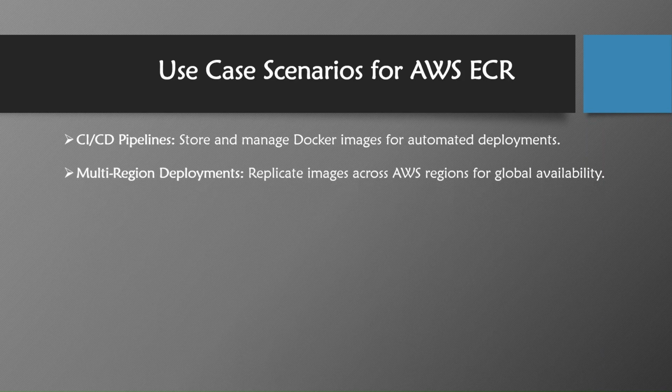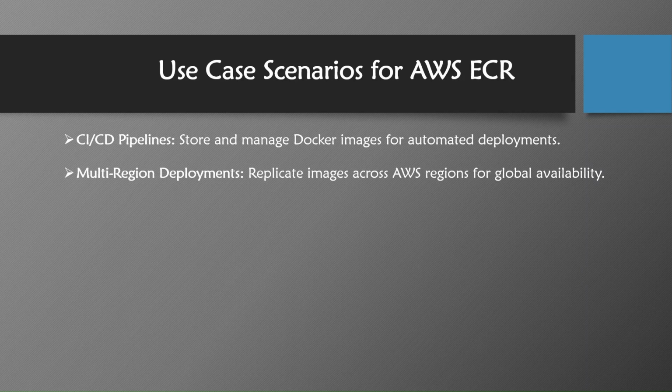So the next use case we have is multi-region deployment. It replicates images across AWS regions for global availability. How does it work? It supports cross-region replication of container images. An image pushed to a repository in one AWS region can be automatically replicated to other regions. This ensures faster image pulls from the closest AWS region, reducing deployment time. When it comes to its benefits, it's faster deployment, high availability, and global reach.